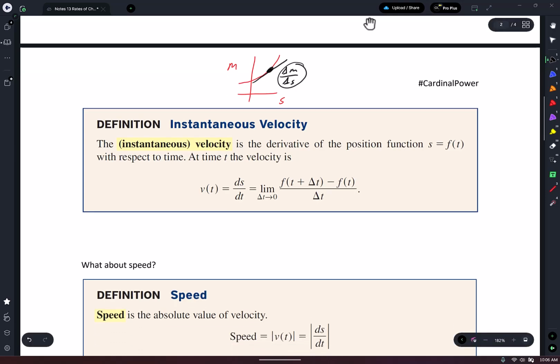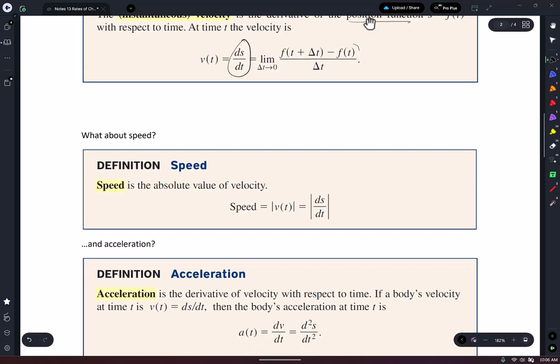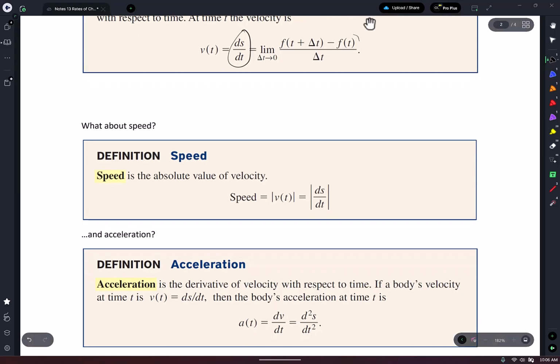So it's telling you here verbatim that if you take the derivative of a position, you get velocity. See, ds dt, that's just this, and you get velocity. And then it says here speed is the absolute value of velocity. Don't worry, we're going to talk a whole bunch about this. And then what do you think the derivative of velocity is?